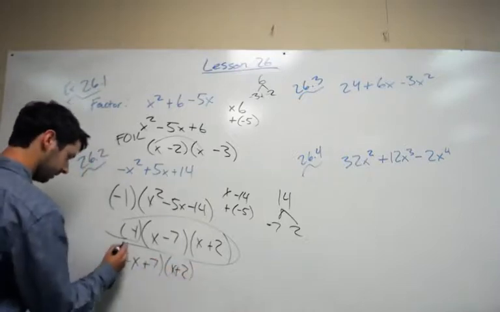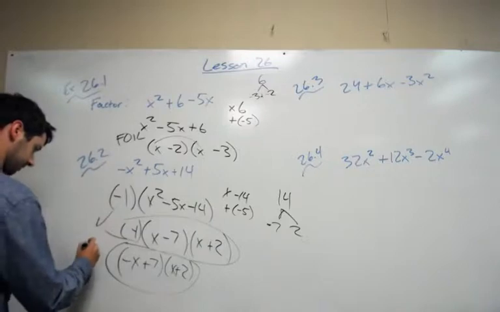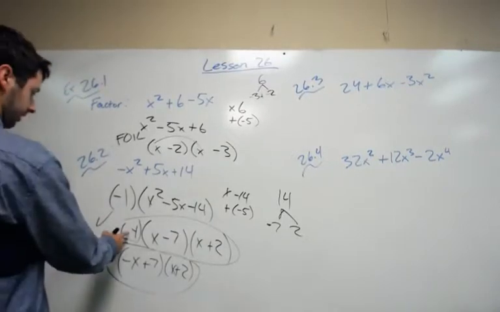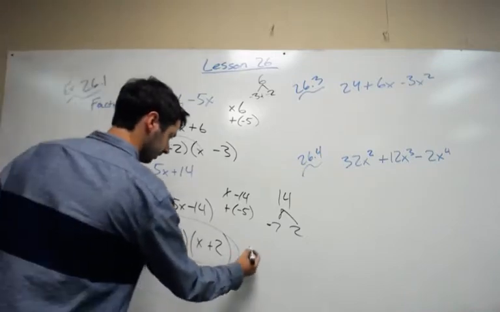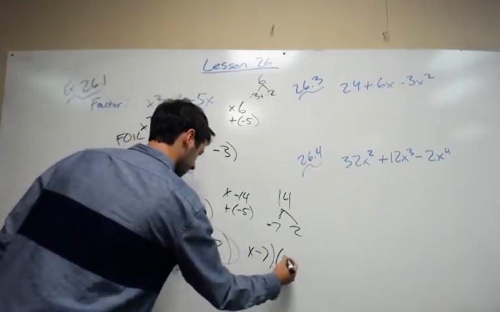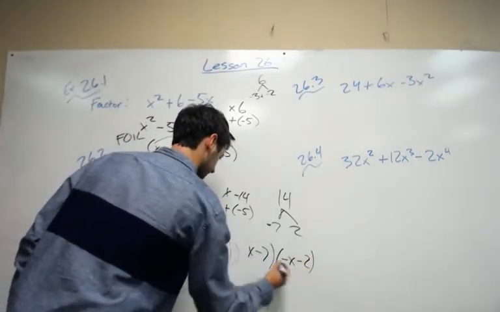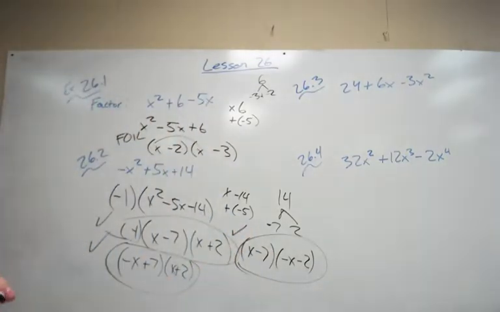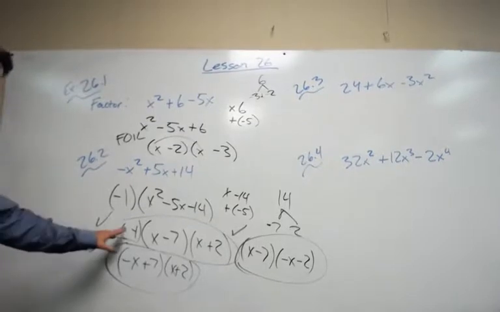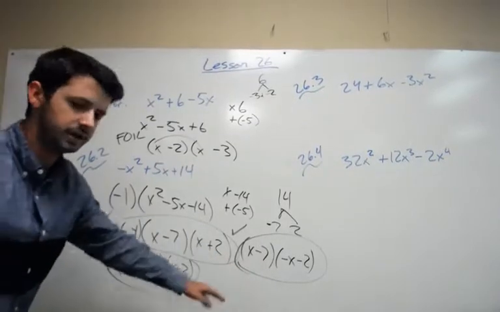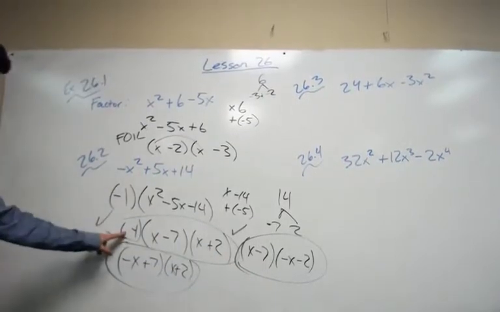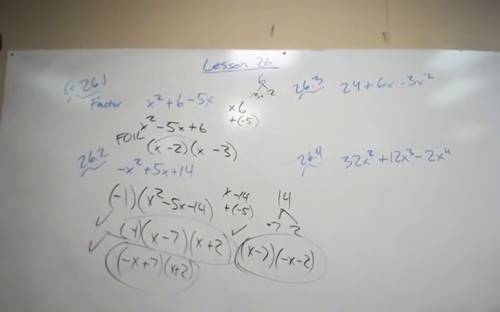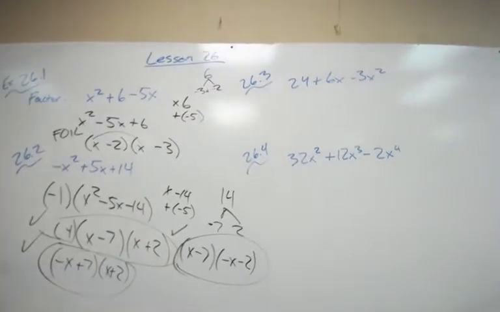This would work. So just a check mark for both of those working. Or you could multiply the negative 1 over here and say x minus 7, negative x minus 2. That would also work. So 3 different answers. Any of these would be acceptable. Most of you are probably just going to leave it at that. That's totally cool. That's what I would do. So moving on to example 26.3.